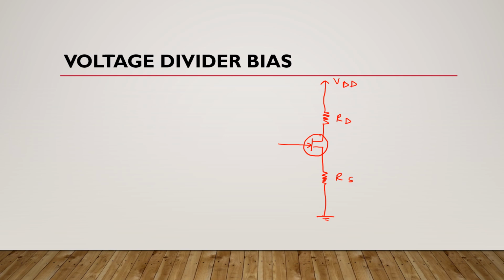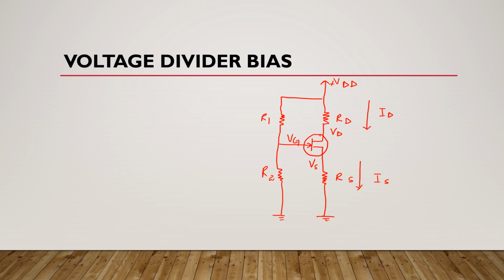Now we are talking about voltage divider bias. It means here we have two gate resistors. This is R1, and here we have R2. This is the gate, so their voltage drop is VG. Here we have VS, and here we have VD. Now this is the direction of drain current, and this is the direction of source current. This source is positive here.